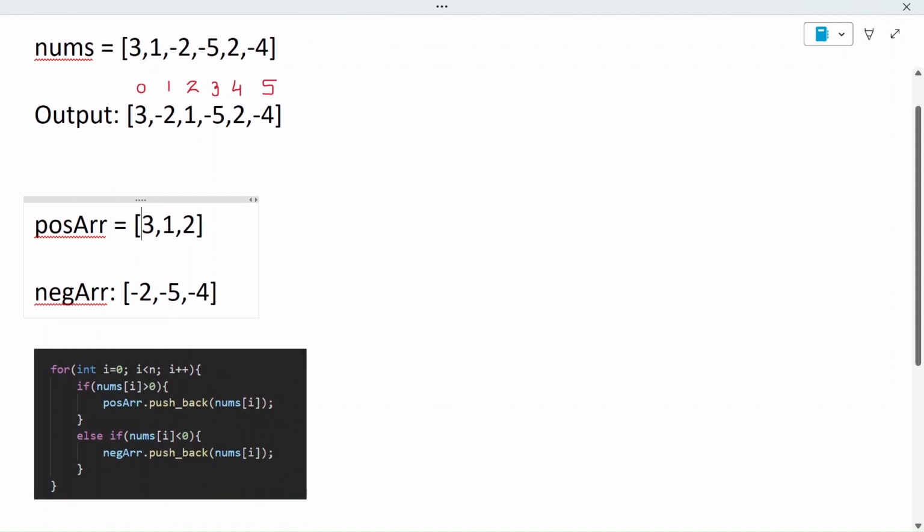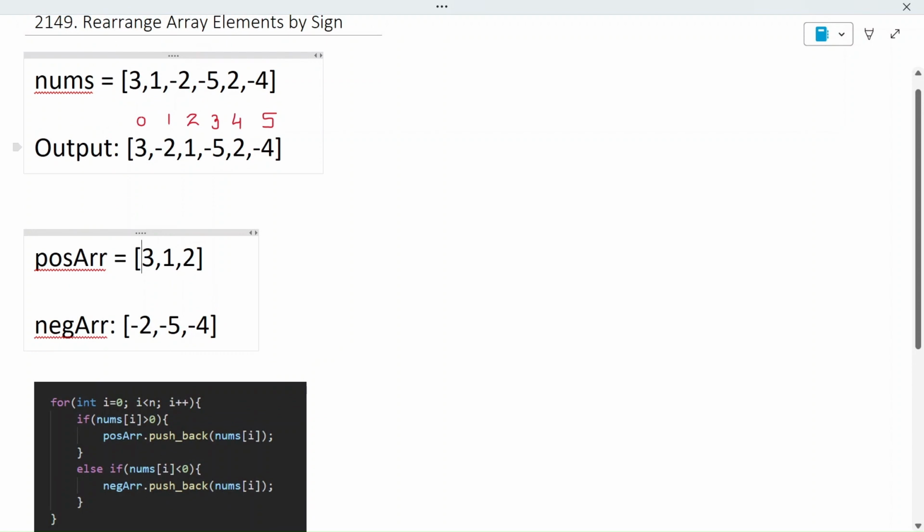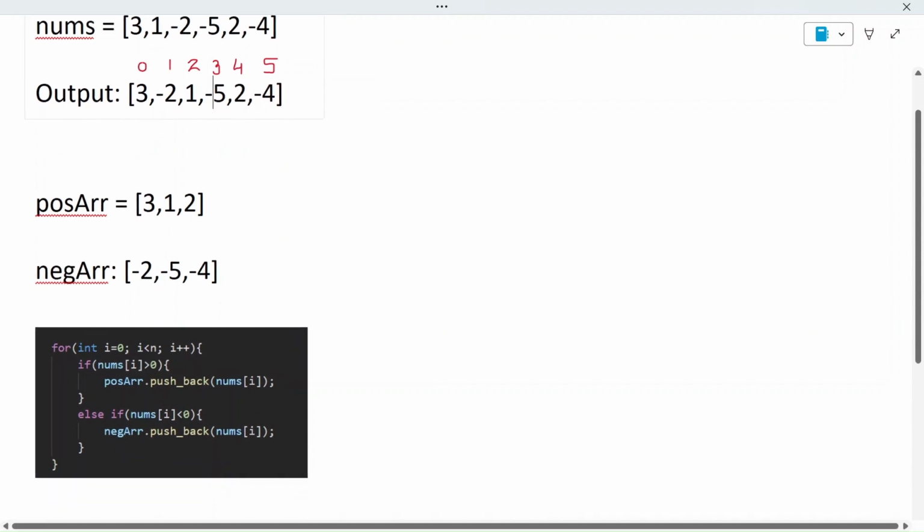Now how can I merge it? Let's see with the output. You can see that the positive integers are occurring at indexes 0, 2, and 4. If there were a next positive integer, it would be present at 6, but in this case there is none, so let it be. And the negative integers are at index 1, 3, and 5. So you can see that positive integers are occurring at even indexes and negative integers are occurring at odd indexes.